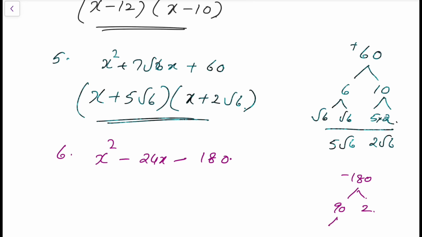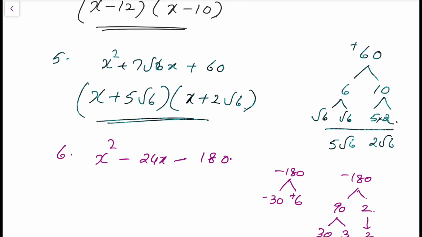So we'll try with 30 into 3, then 2 is there. So now you see 30 into 6, yes, 30 minus 6 is 24. So minus 180 can be written as minus 30 plus 6.